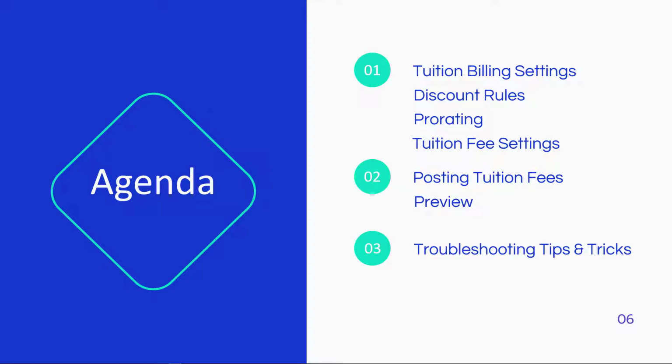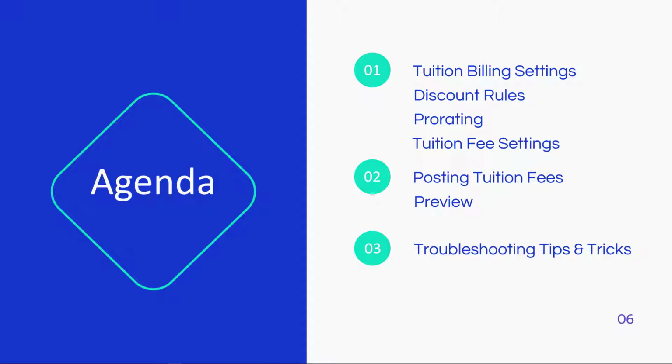So for this one, I have it broken down into 3 different parts for you. In part 1, we're going to go over your tuition billing settings, discount rules, your prorating, your tuition fee settings, and then for the second part, we are going to go into the actual posting of your tuition fees and having a look at your preview. And then while we're on your preview, I'm going to show you some tips and tricks for troubleshooting.